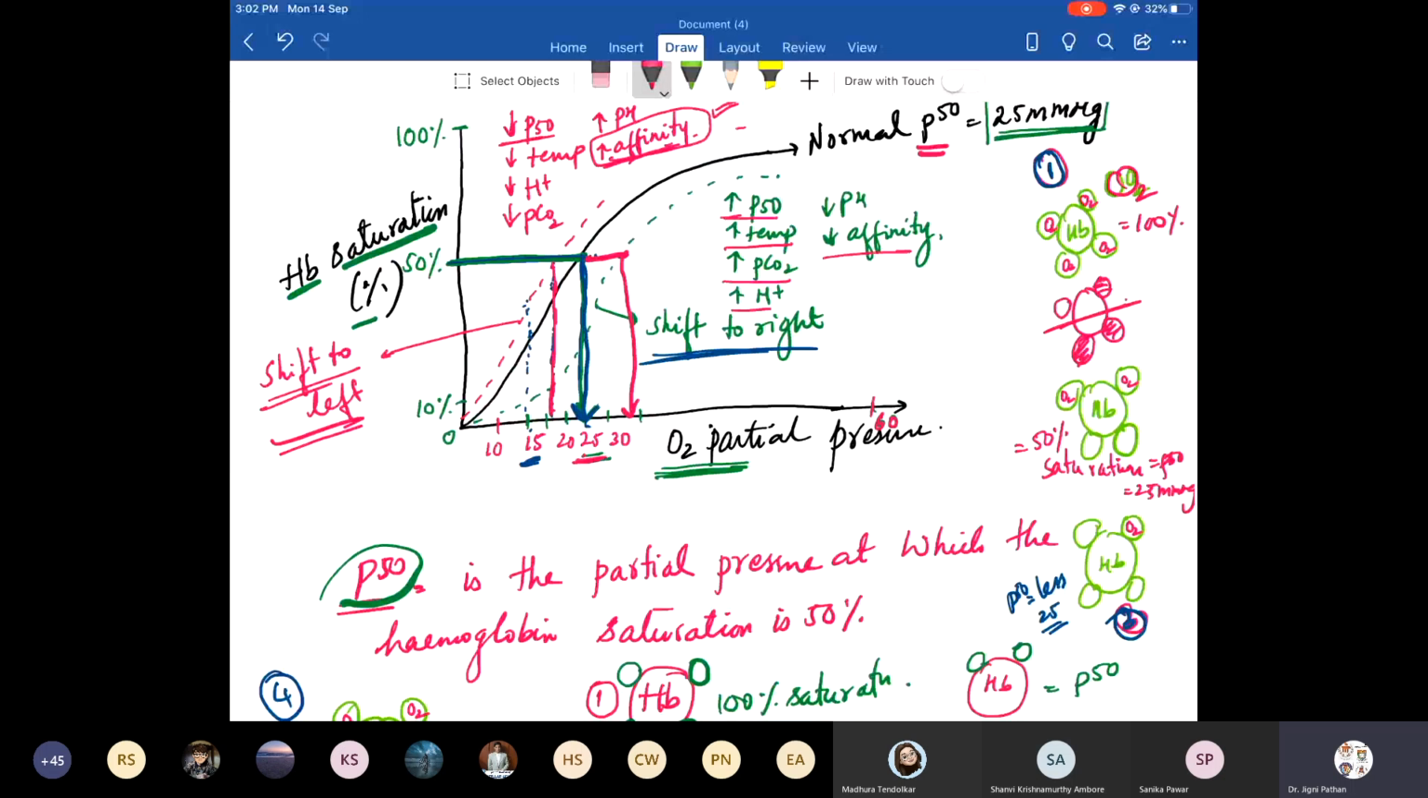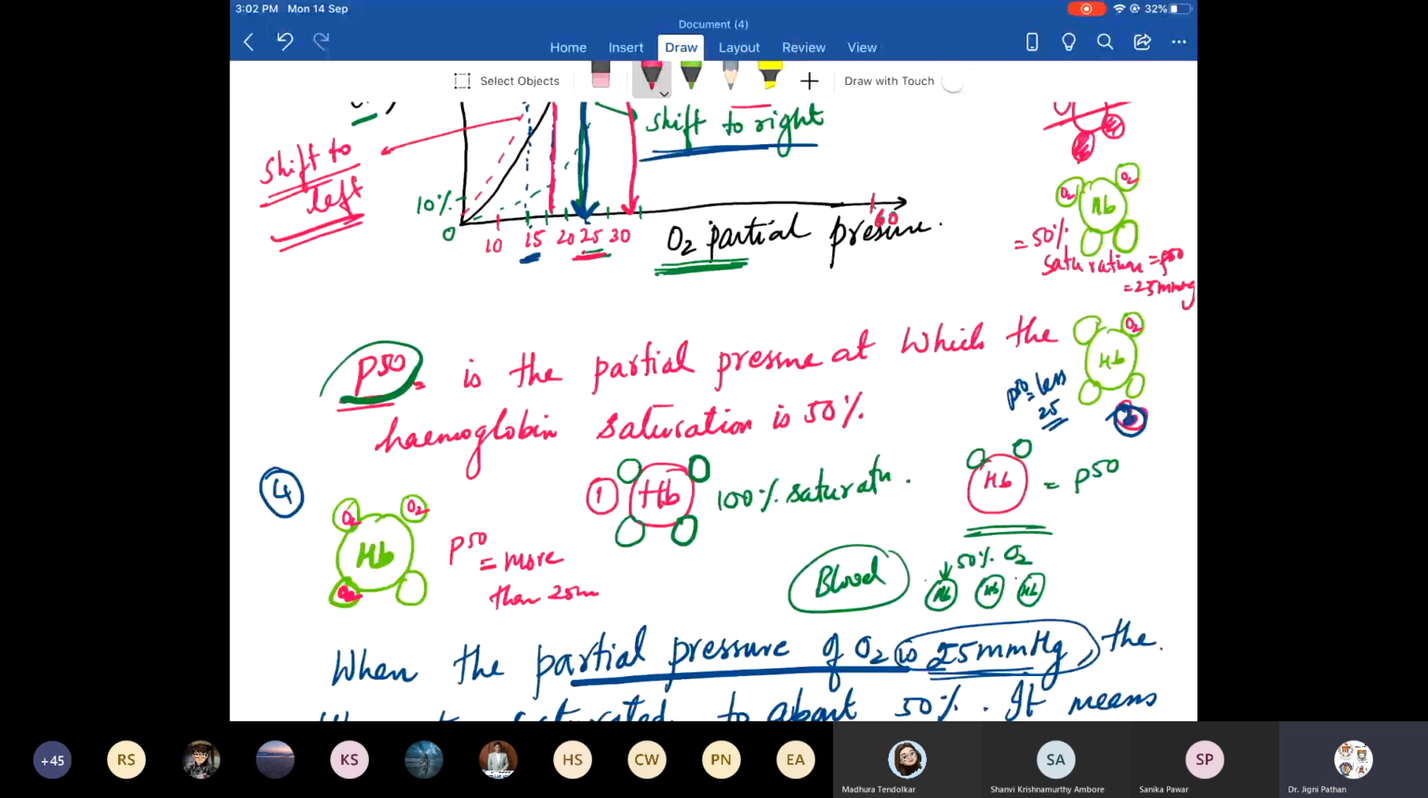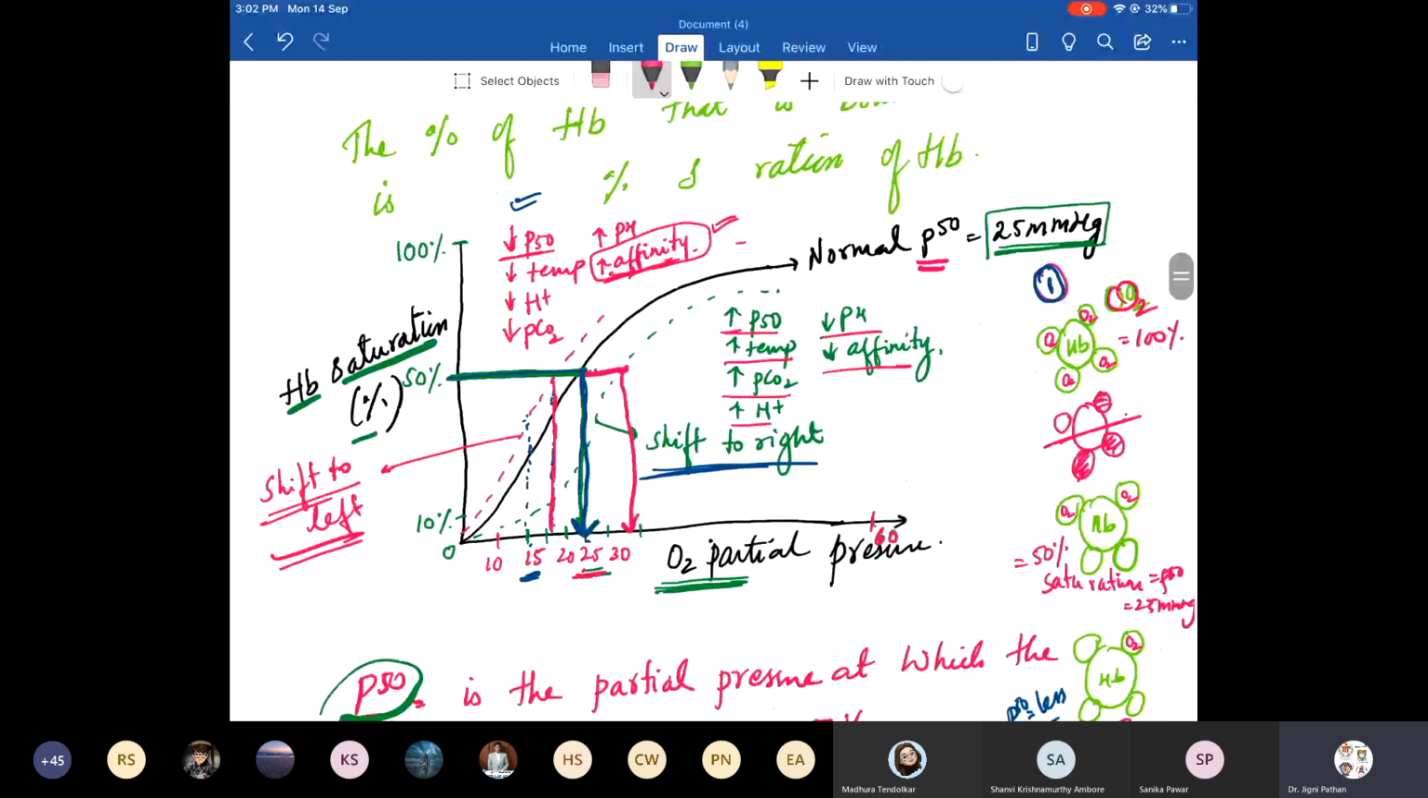Why do I say affinity decreases? Because there are no more valencies or places that need to be occupied. There's just one place that is left over. So the affinity also decreases. So this is exactly opposite to the shift towards the left. So the shift towards the right happens when P50 increases, temperature increases, carbon dioxide increases, H plus ion increases, but pH and affinity decrease.